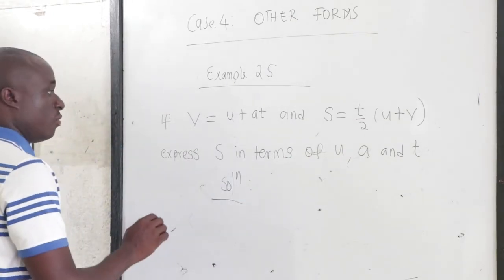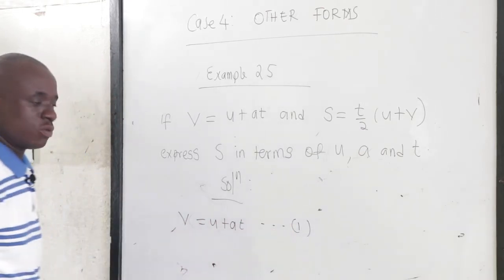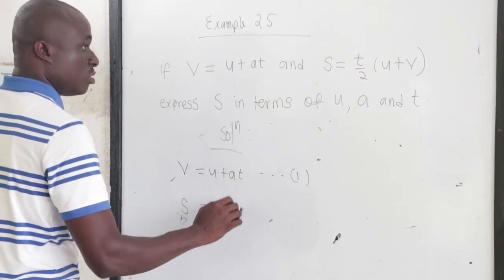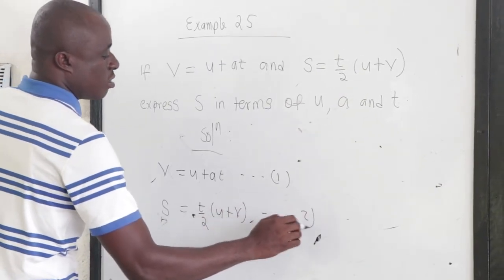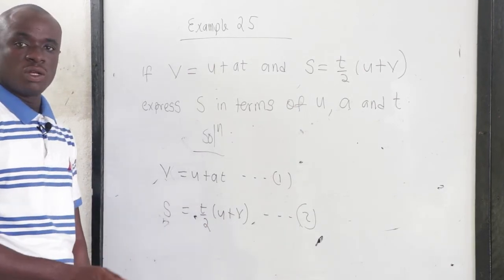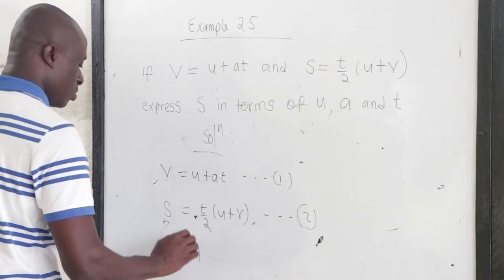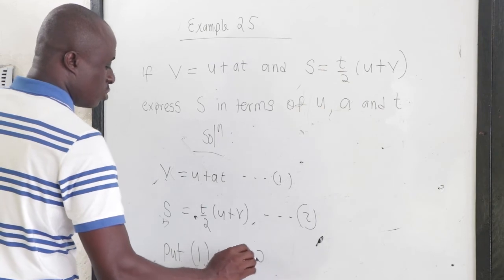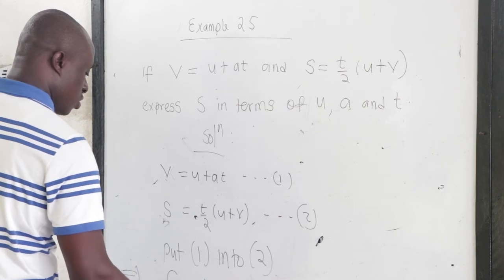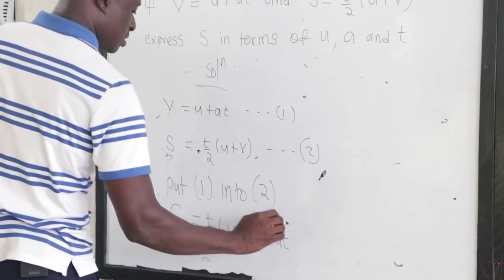Now looking at it, we have v equal to u plus at. Let's call this equation 1. Let's see the second one, s equal to t over 2 times (u plus v). Equation 2. What can we do? We can put 1 into 2. By so doing, we have eliminated the v. So you say that put 1 into 2. This implies our s is equal to t over 2 times u. What is our v? u plus a t.